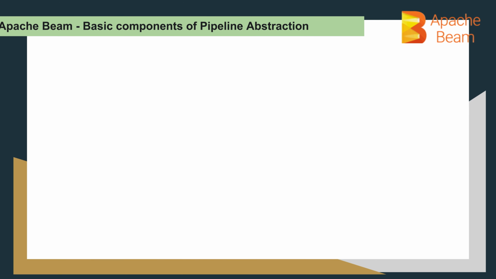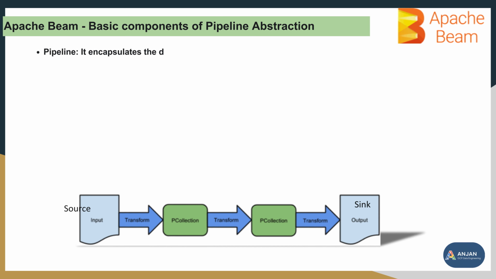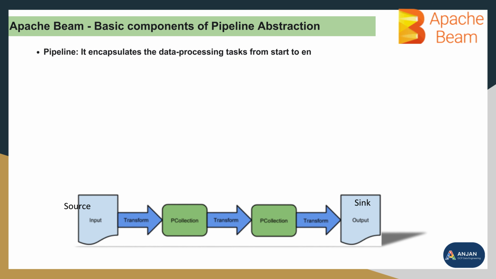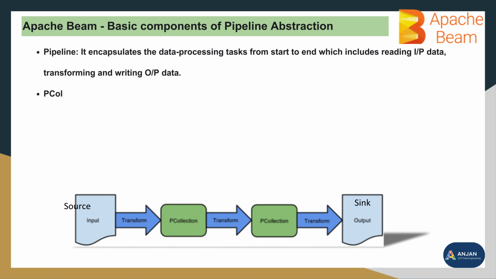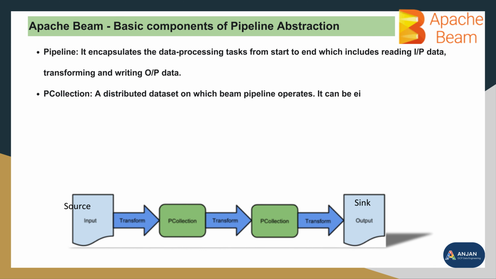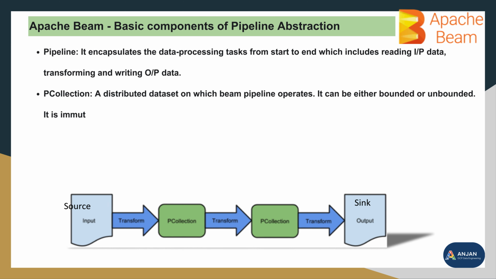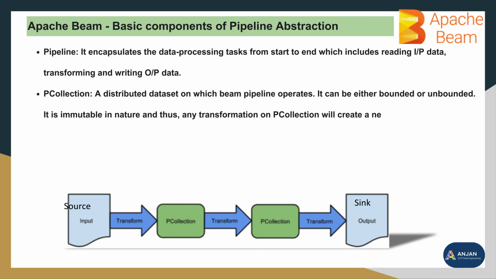Let's examine Apache Beam basic components of pipeline abstraction. Pipeline, it encapsulates the data processing tasks from start to end, which includes reading input data, transforming and writing output data. P-collection, a distributed dataset on which Beam pipeline operates. It can be either bounded or unbounded. It is immutable in nature and thus, any transformation on a P-collection will create a new P-collection.